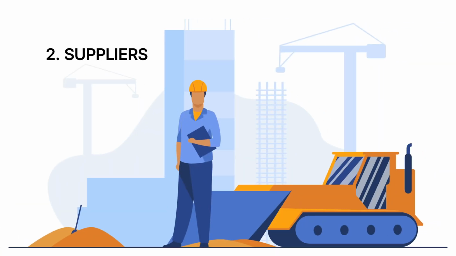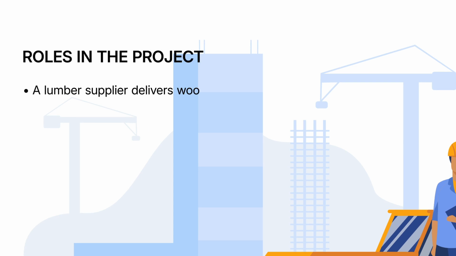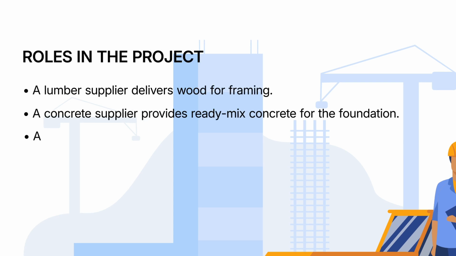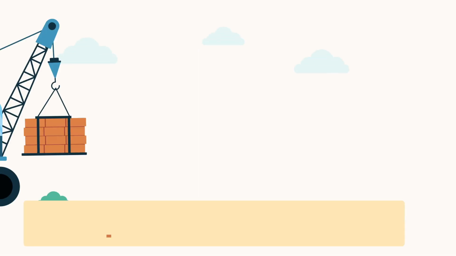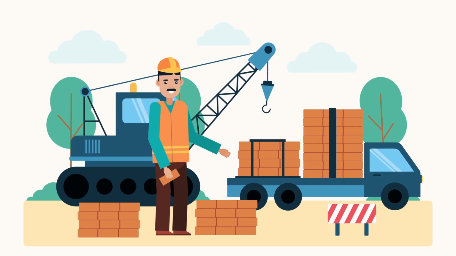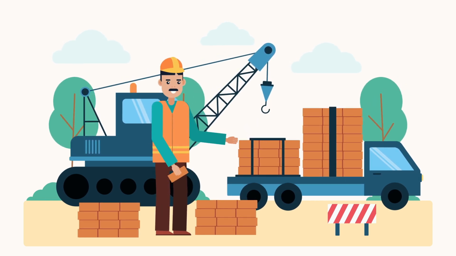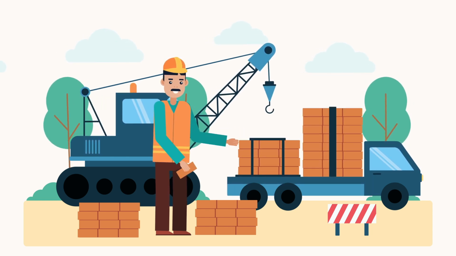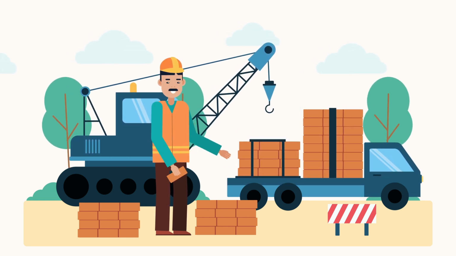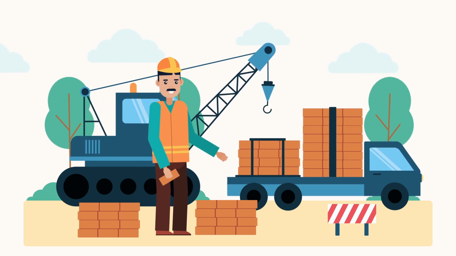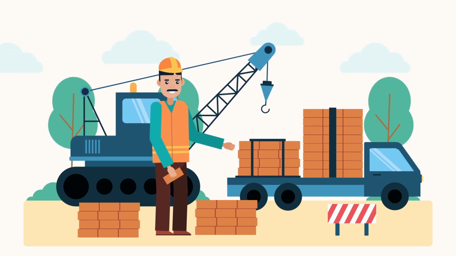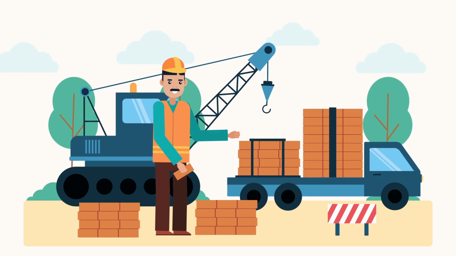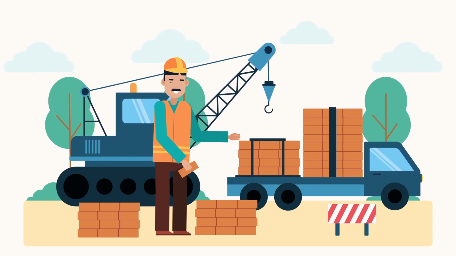Now, who are the suppliers? They are the ones who provide the raw materials and products needed for construction: the lumber supplier, the concrete supplier, the stone supplier. Their significance is that they ensure all the materials are available when needed, keeping the project on schedule. Reliable suppliers also guarantee quality, ensuring the materials meet the specifications. Now, the contractor has to administer all these people.